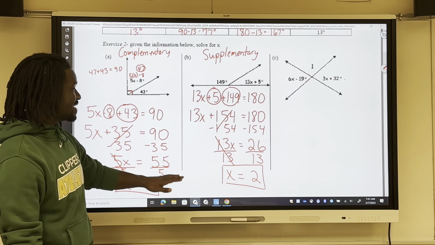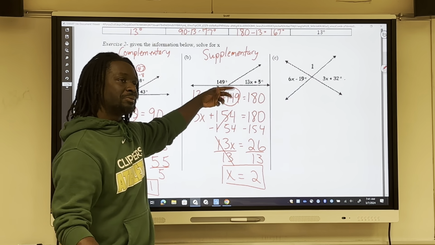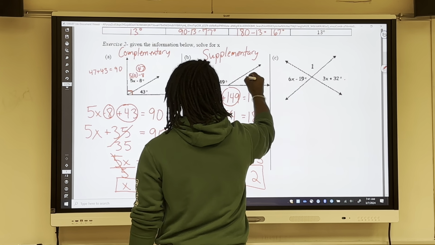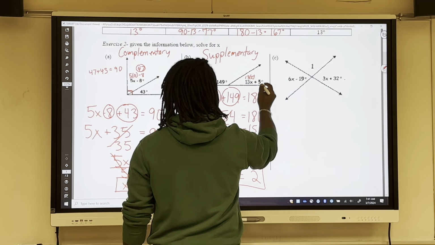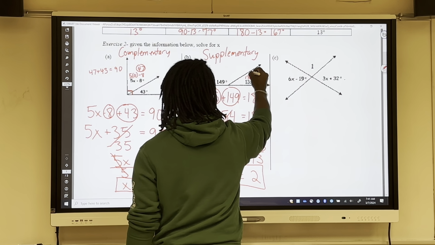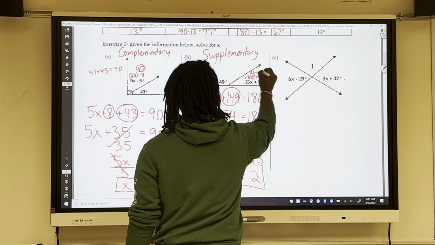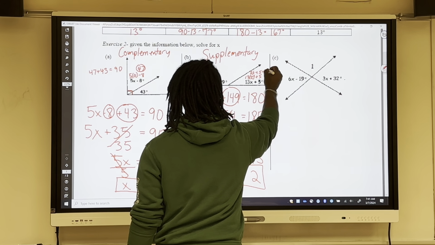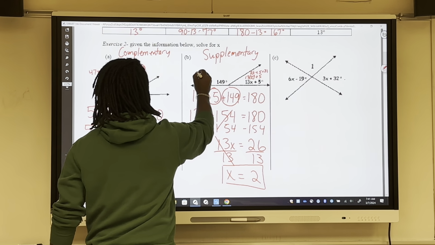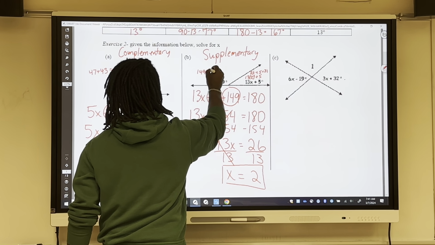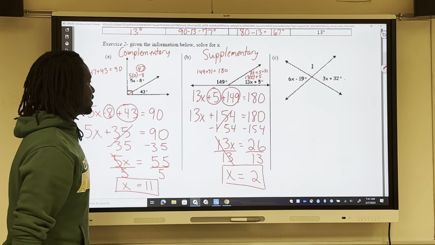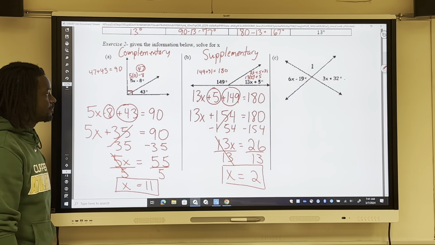Okay. If I wanted to check my answer, which, again, you know what? I'll do it for this one too. X equals 2. Again, say I put in 2 for x. 13 times 2, that's going to give me 26. 26 plus 5, that gives me 31, okay? So 149 plus 31, again, that equals 180, so it shows me that that is correct.